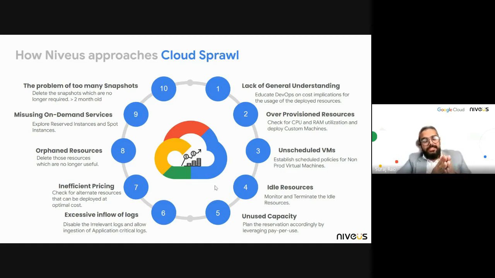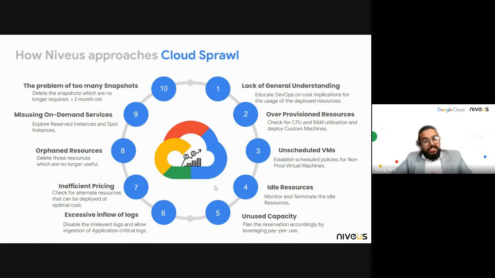We can bifurcate the production servers and the non-production servers, and have a scheduled policy set on the non-production servers. That could be from 9 a.m. to 7 p.m., or 9 a.m. to 8 p.m. In such scenarios, you are saving the cost of almost 15 hours per day. That is savings of up to 60 to 65% that we're looking at on a daily basis. We will analyze your idle resources and give you a recommendation to terminate any of these idle resources. Niveus can definitely help you with the capacity planning as well.